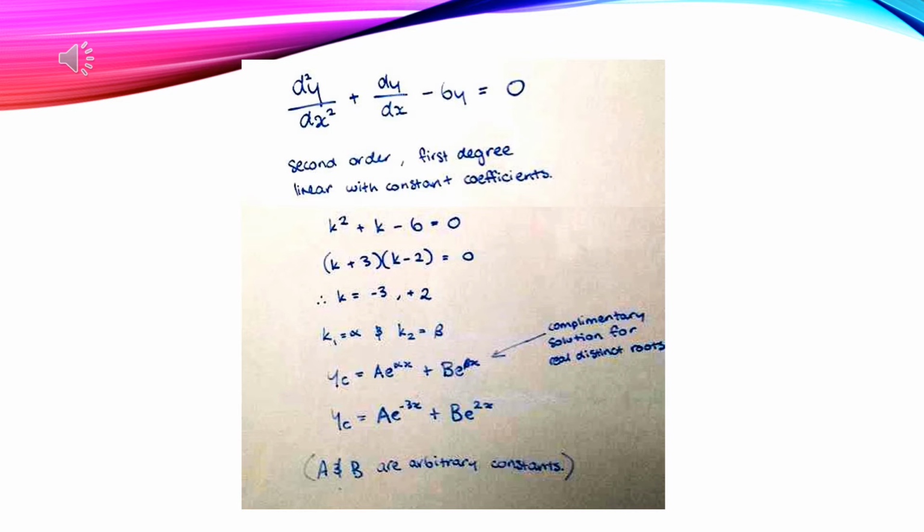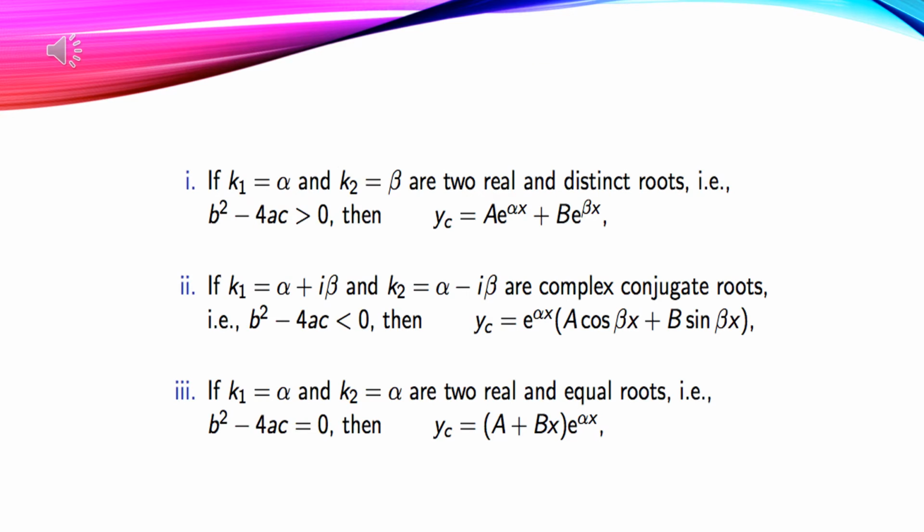In order to solve this differential equation, we must substitute y equals e to the power of kx into the DE. From this, we obtain k squared plus k minus 6 equals 0. We solve this to find k equals minus 3 and 2. We substitute this into the general solution from the previous slide, obtaining a complementary solution of a e to the minus 3x plus b e to the 2x, where a and b are arbitrary constants.